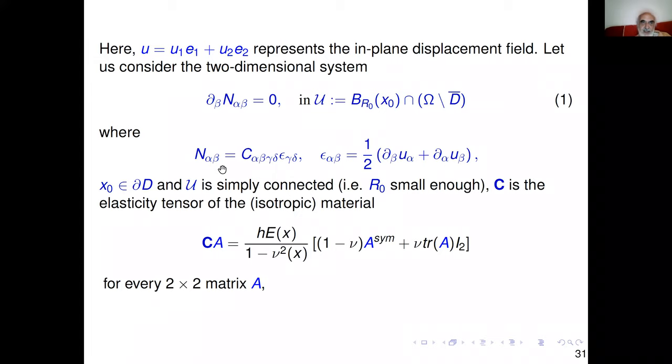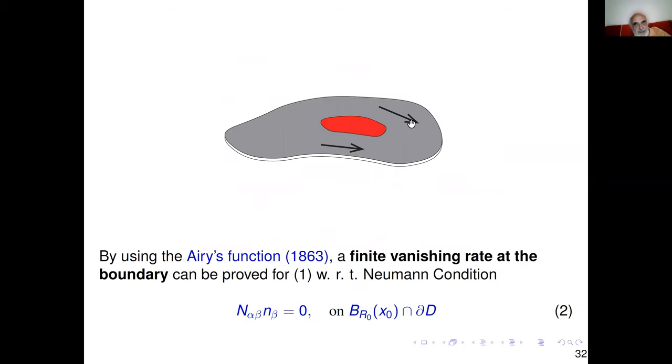N alpha beta is the stress tensor. C is the elasticity tensor. Epsilon is the strain tensor. Here U is simply connected, and so we assume that R0 is small enough. And we assume also in this case that C is the elasticity tensor of an isotropic material. I don't read this formula, but you can see that this is similar to the previous one. But it is important to recall that here we have a different situation, because before we had a transversal displacement orthogonal to the plane of the plate. Now it's in the same plane of the plate.